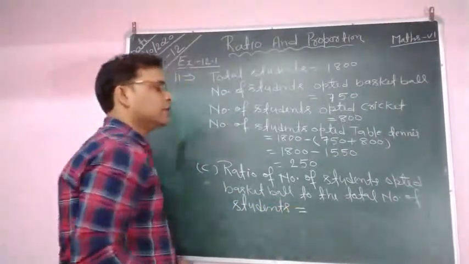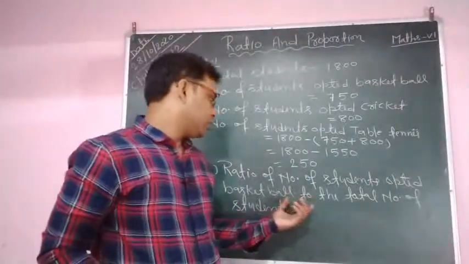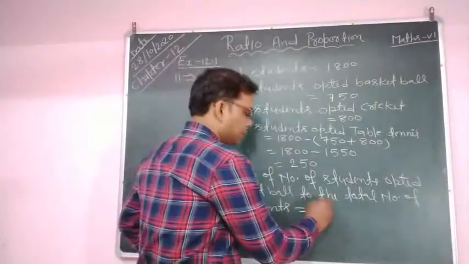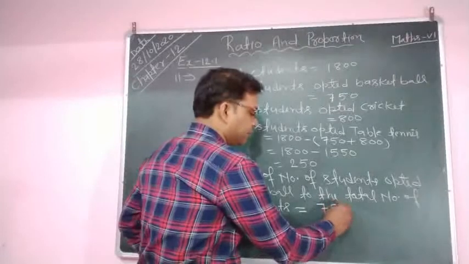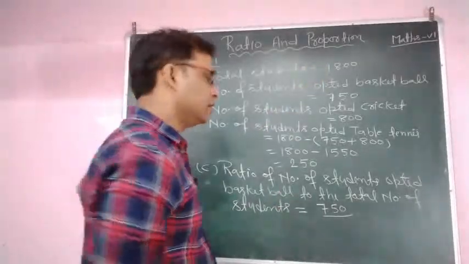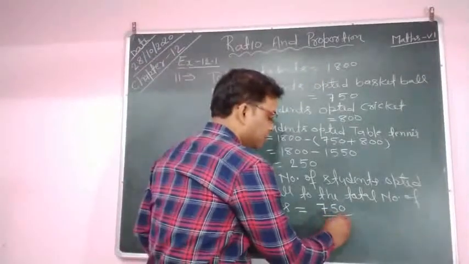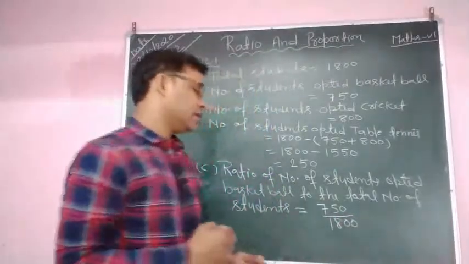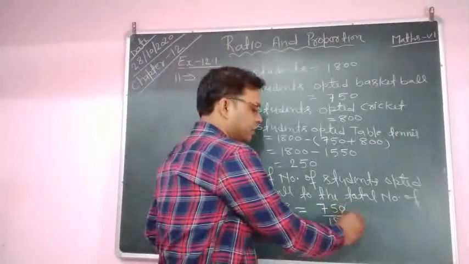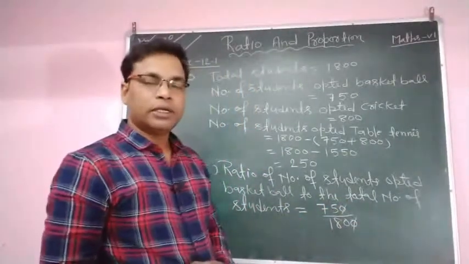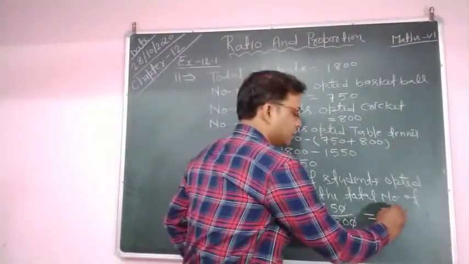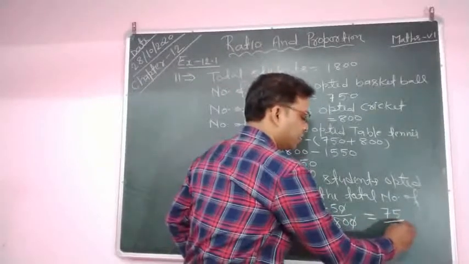This is equal to what? The number of students who opted for basketball is given as 750, so write here 750, and the total number of students in the school is 1800. So you can write here 1800. Clear? Now we simplify it. If you simplify, first you cancel 0 by 0, then you obtain 75 by 180. Clear? This is equal to 75 by 180.